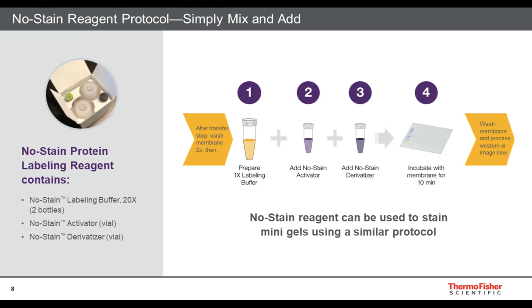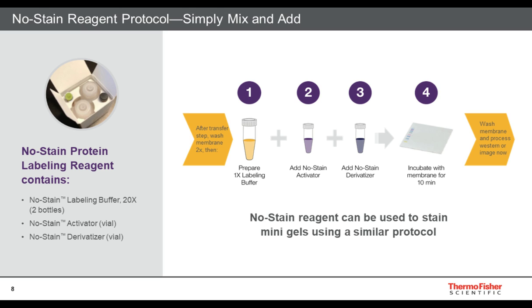So the No-Stain Protein Labeling Reagent, it's a simple kit. It contains 2 bottles of labeling buffers that are stored at room temperature. It has a vial of what we call an activator and a vial of what is known as a derivatizer. And those 2 vials are stored at -20 C. The protocol is simple: mix and add as shown in the schematic.